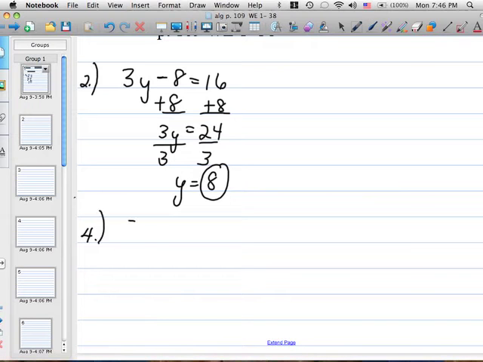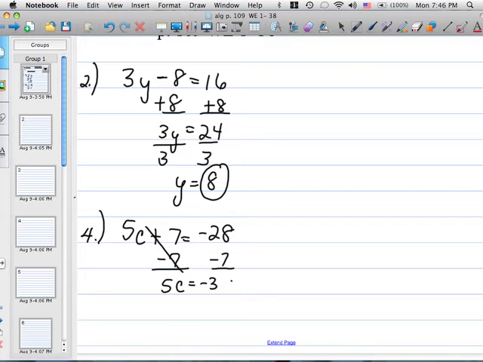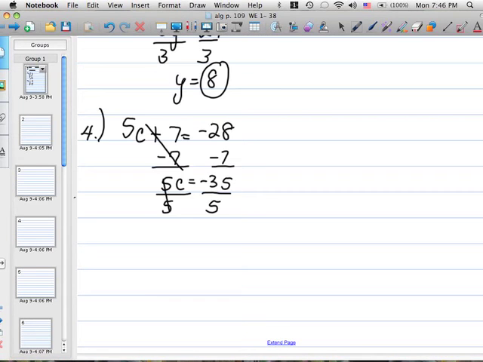Problem number 4, we have 5c plus 7 equals negative 28. Undo addition first, subtract the 7 from both sides. So we get 5c equals negative 35. The signs are the same. Add. Solving for c, the opposite of multiplying by 5 is dividing by 5. And we get c by itself, and negative 35 divided by 5 is negative 7.